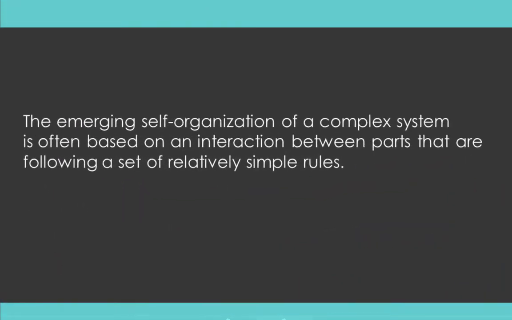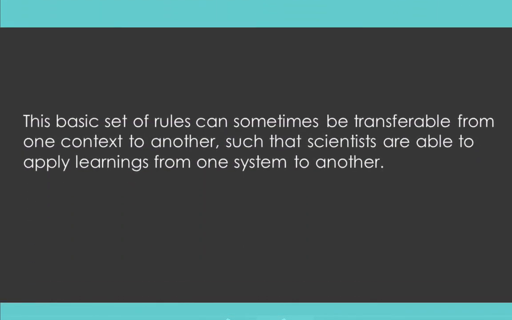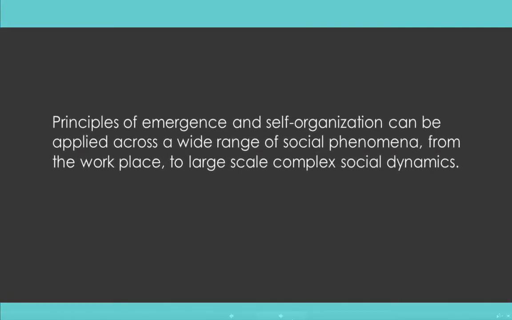To recap what we learned in this module, we can say that the emerging self-organization of a complex system is often based on an interaction between parts that are following a set of relatively simple rules. This basic set of rules can sometimes be transferable from one context to another, such that scientists are able to apply learning from one system to another. Principles of emergence and self-organization can be applied across a wide range of social phenomena, from the workplace to large-scale complex social dynamics.